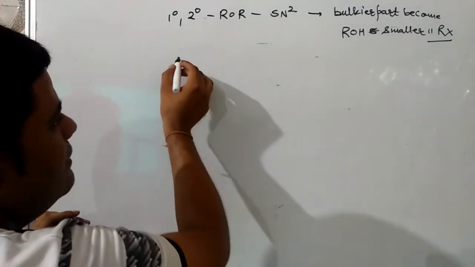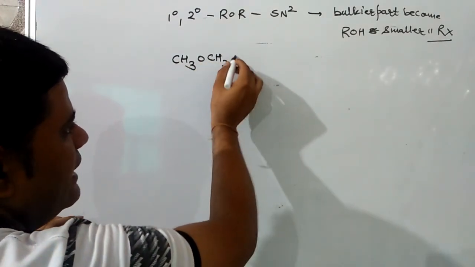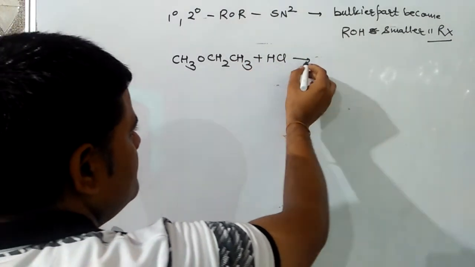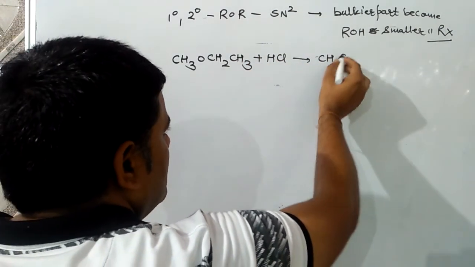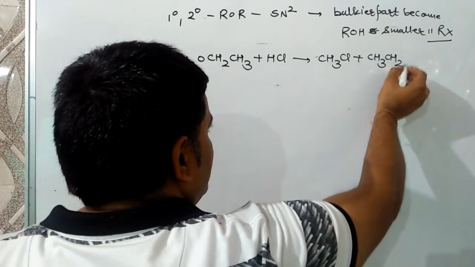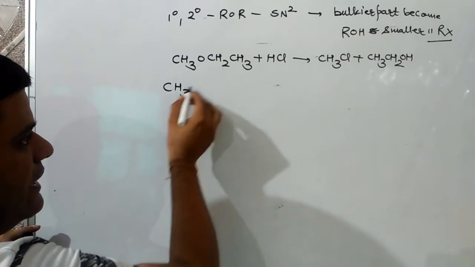For example, methoxyethane. When methoxyethane reacts with HCl, the products formed will be chloromethane plus ethyl alcohol.